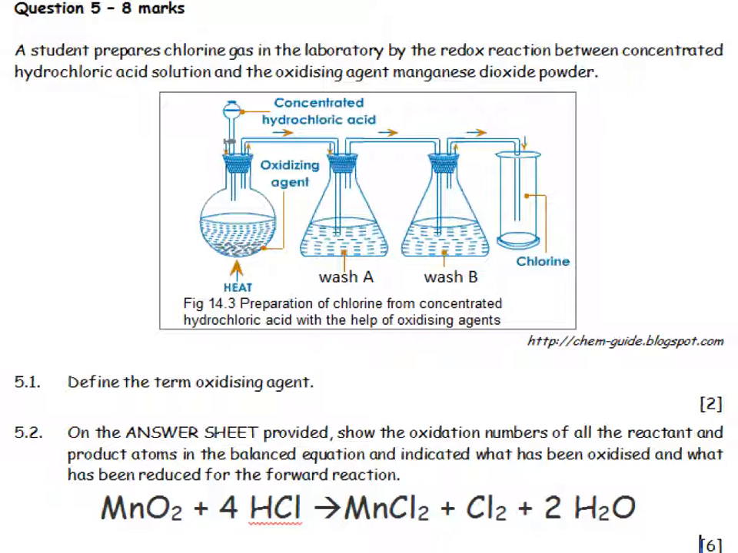Got a short question on redox, and in that question we get told that the laboratory is... So you get told this long story about heating and washing and chlorine being added. Then it's simple. It's again a level 1 question. Define the oxidizing agent. It is a substance that gains electrons and causes another substance to lose electrons. On the answer sheet provided, show the oxidation numbers of each of the following.